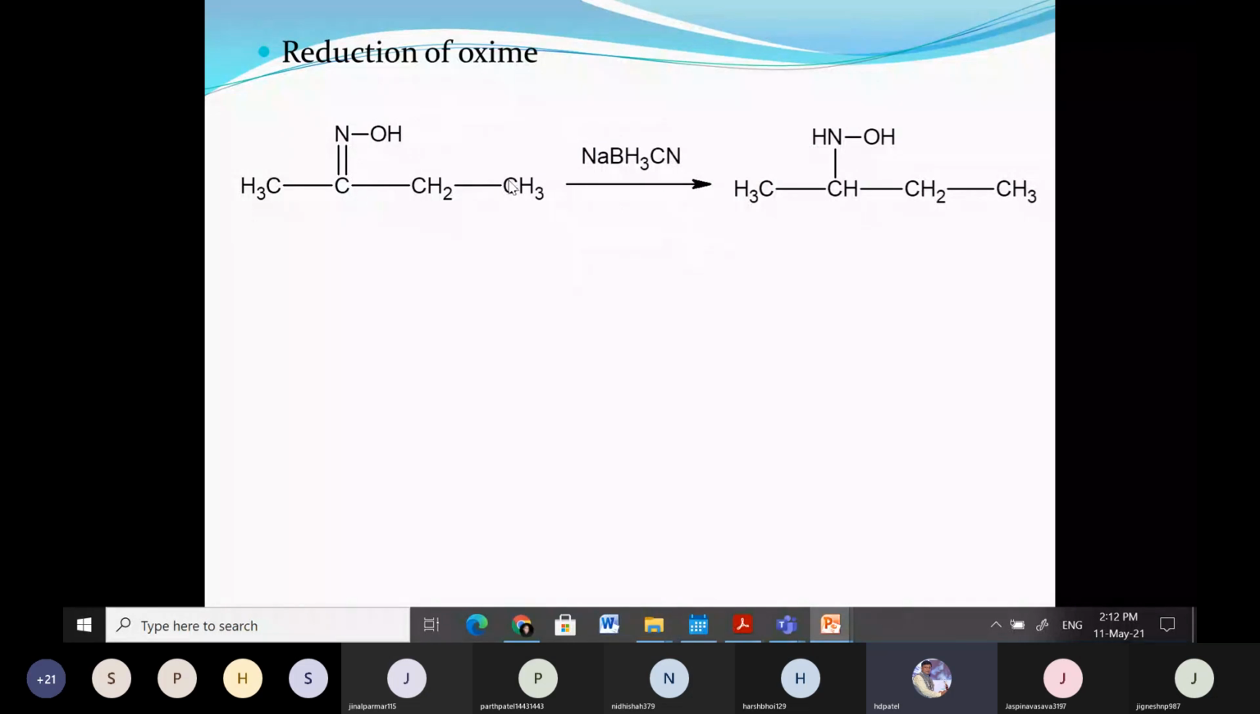Now this oxime, by treatment with NaBH3CN, sodium cyanoborohydride, here we can see CH3CH NHOH. So we have introduced two hydrogens. We have also introduced the nitrogen. That's why it is known as a reductive amination reaction.